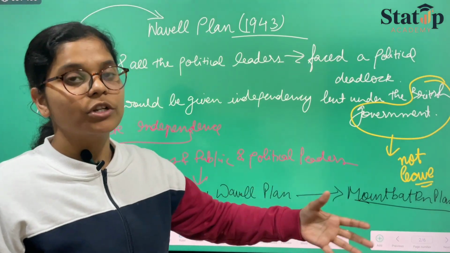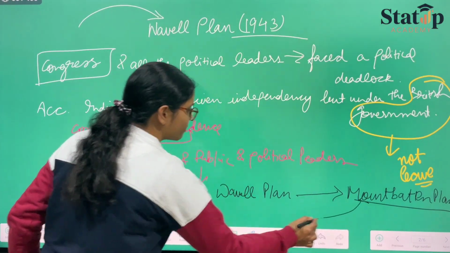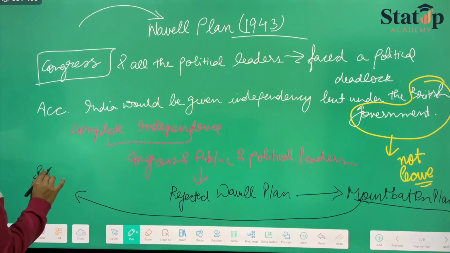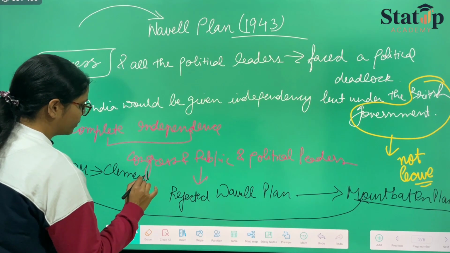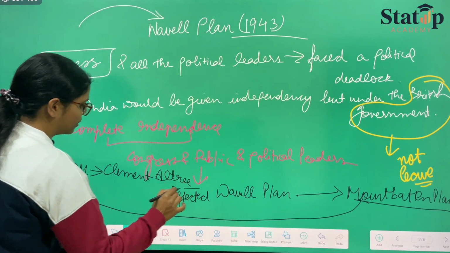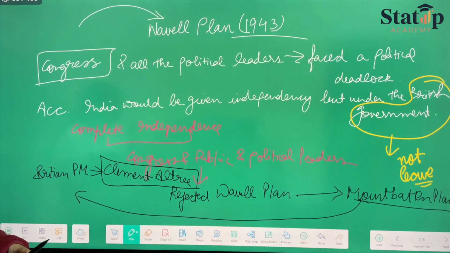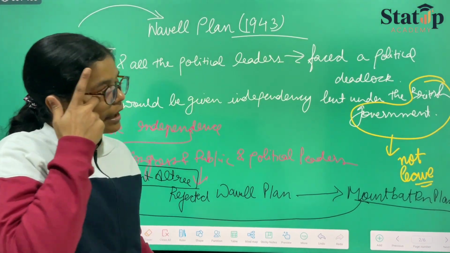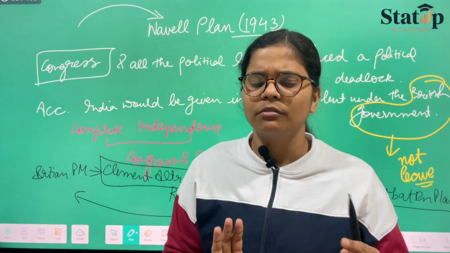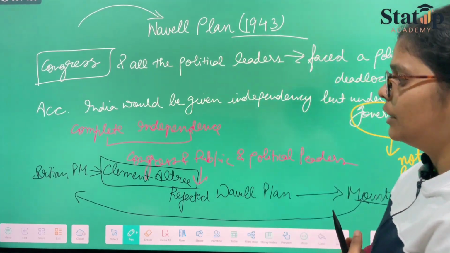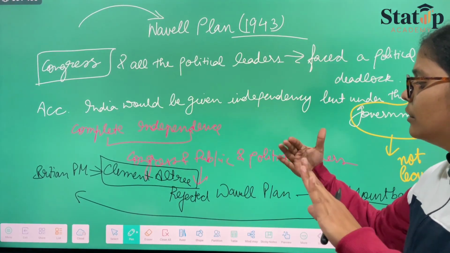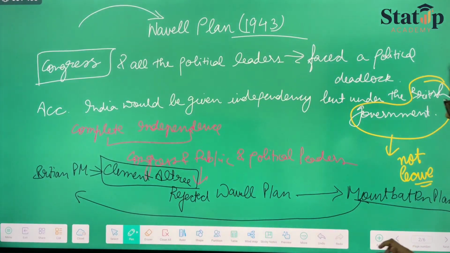Mountbatten was the viceroy. He was made viceroy by whom? He was made viceroy by the Britain PM of that time, that was Clement Attlee. He was the PM of that time, and he was in favor of the Indians. He wanted Indians to gain independence as quickly as possible. Therefore, the Britain PM made Mountbatten his viceroy.